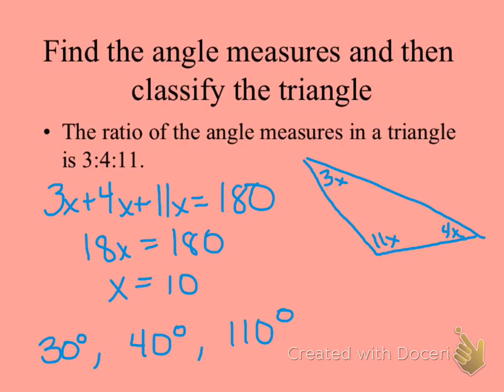But if you're given the ratio, it is 3 to 4 to 11. Just add that variable of x, solve for x, and then calculate the actual degrees. For classification, because none of the angle measures are the same, that means none of the side lengths are equal to each other, so it is definitely scalene, and one of the angles is greater than 90. So obtuse scalene would be a great name for this triangle.